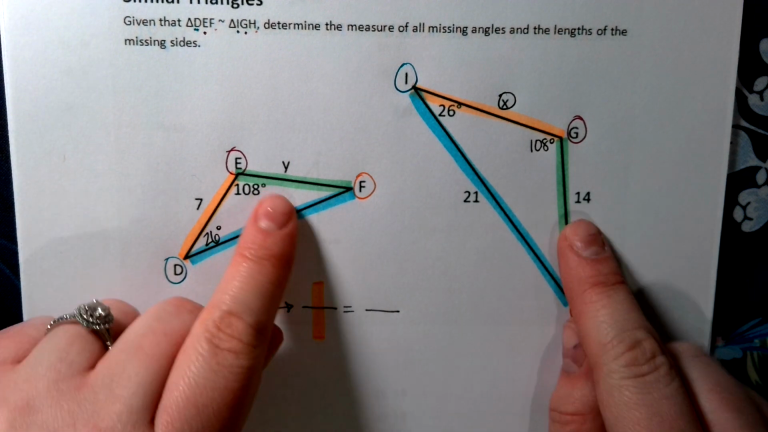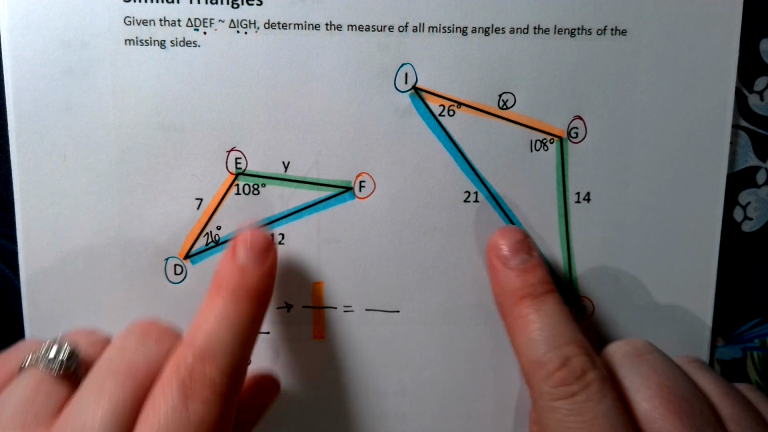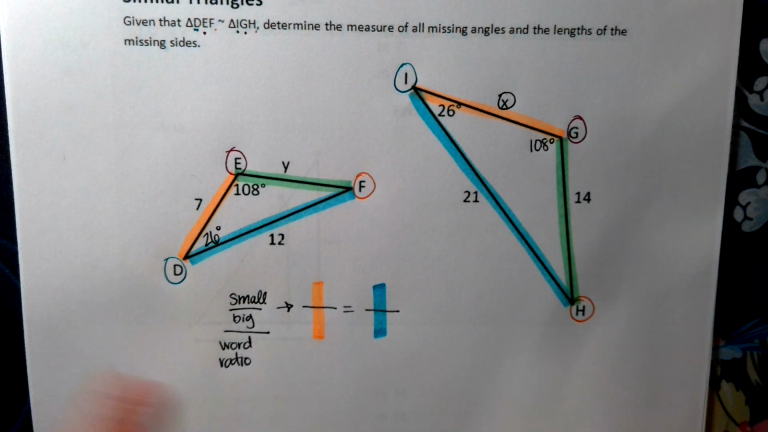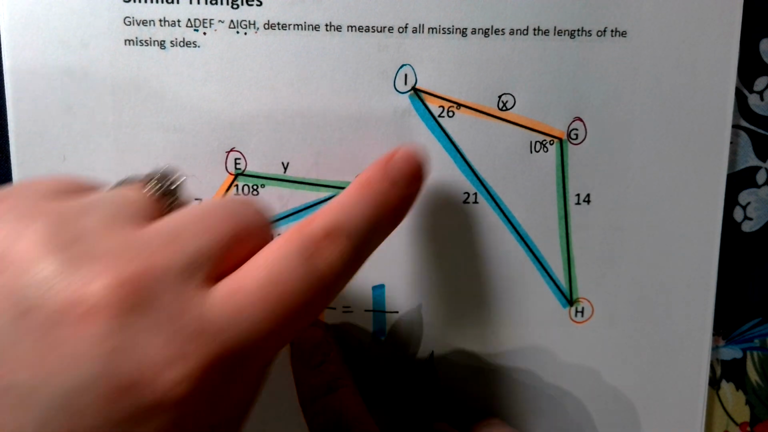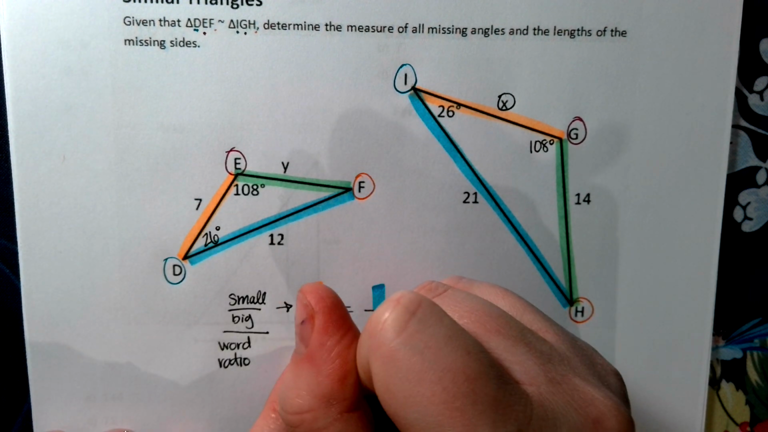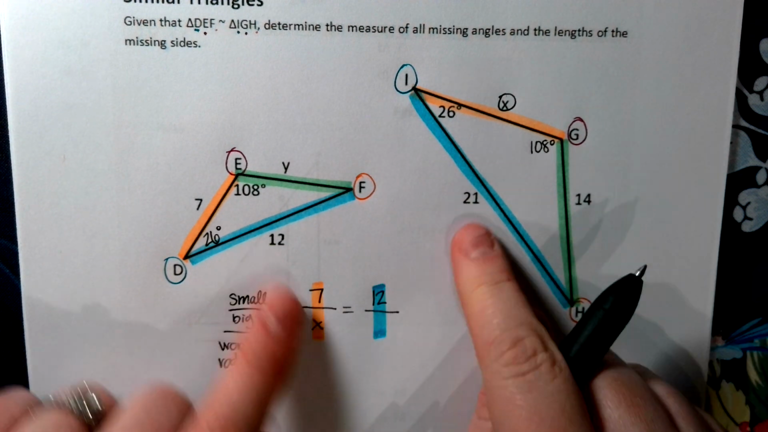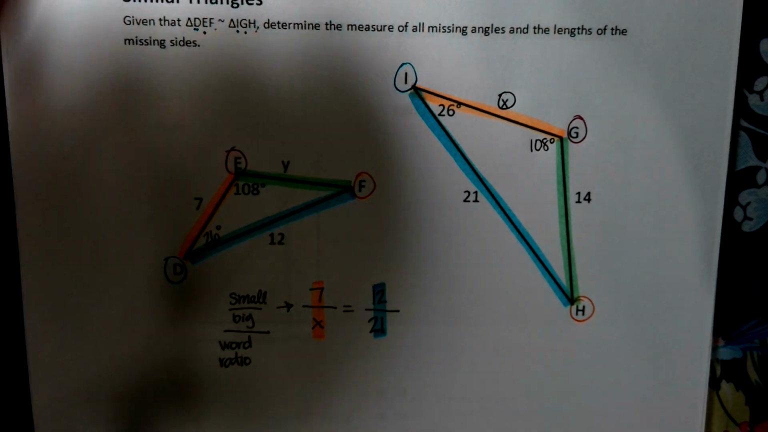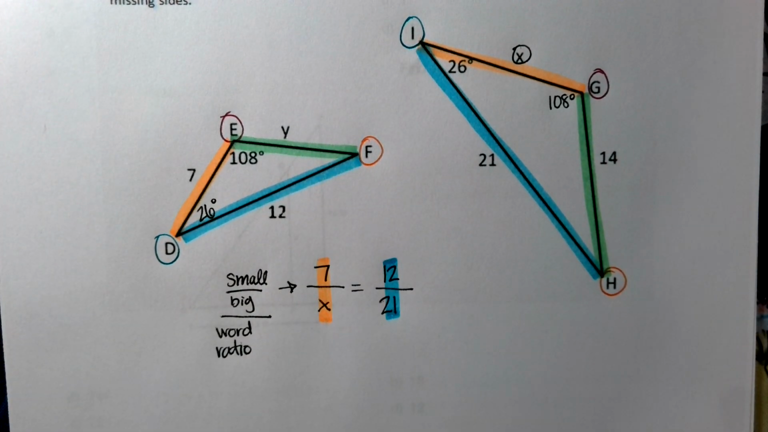And then, can I use my greens? No, I don't know both side lengths for my greens, so that means I have to use my blues. My small orange is 7. My big orange is X. My small blue is 12. My big blue is 21. Again, make sure that you've got the numbers in the right spots by using your colors.